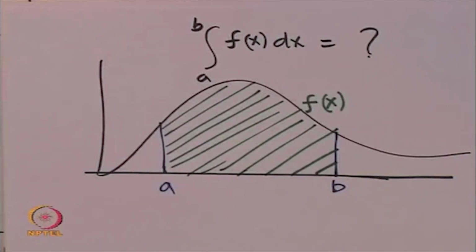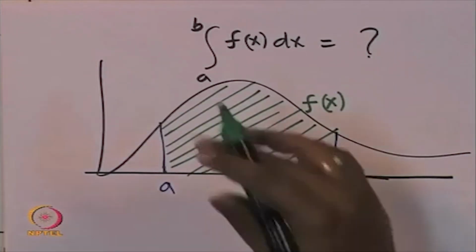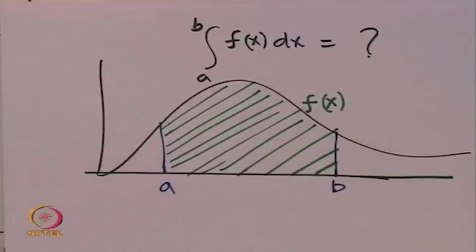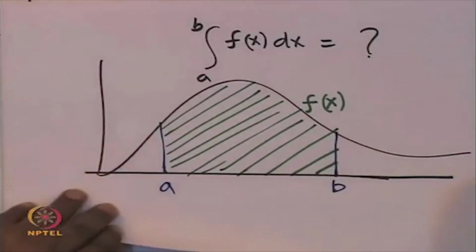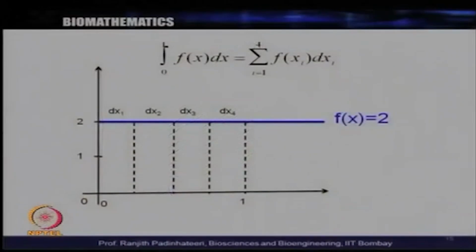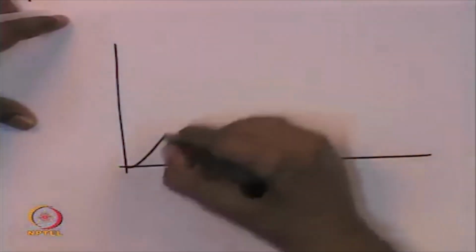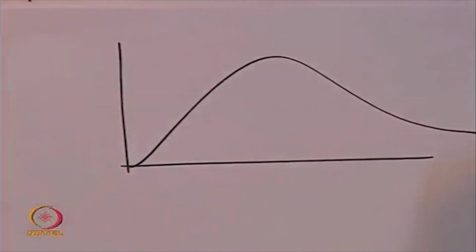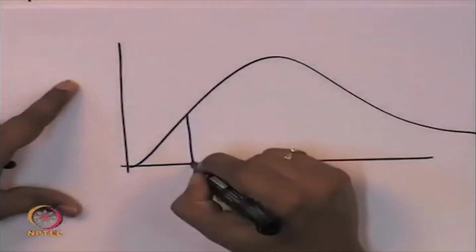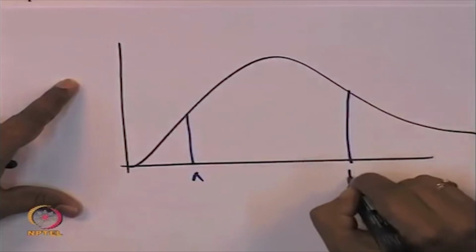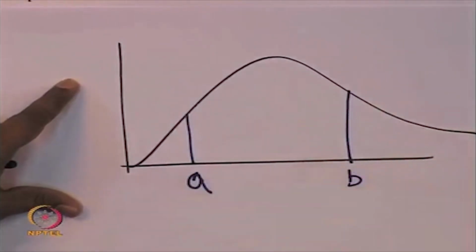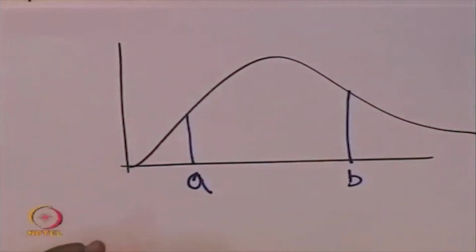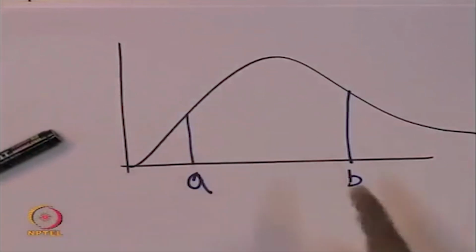We can divide this into many parts like we did. So, let us go ahead and draw this a little more carefully. Again, if we divide this into many parts, we had some function which looked like this, and we had a and b here, and now we can divide this into many parts.